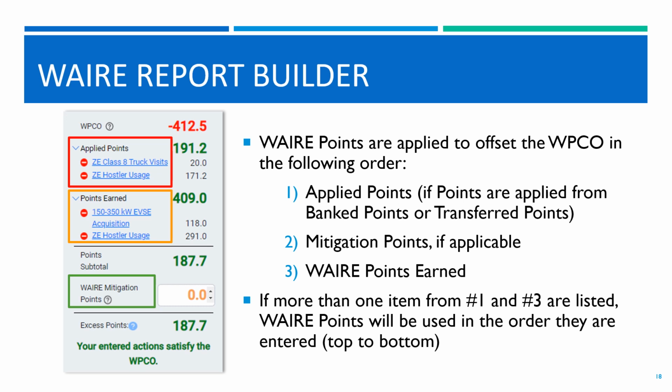Before showing how to enter in actions that earn points in WAIRE POP, I will present how points are sequentially applied in the report builder. The WAIRE report builder will apply WAIRE points to offset the WPCO in the following order. Number 1. Applied points. This refers to points that are applied from banked points or transferred points. Number 2. Mitigation points, if applicable. Number 3. WAIRE points earned. If more than one item from 1 and 3 are listed, WAIRE points will be used in the order they are entered, from top to bottom.